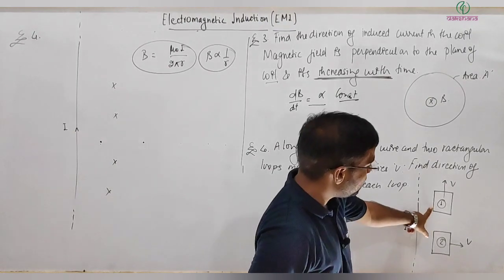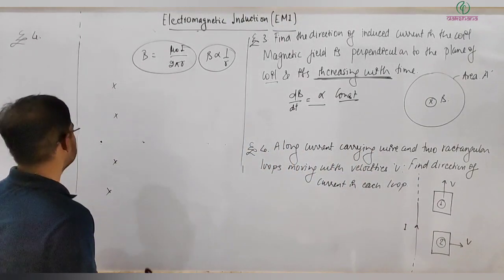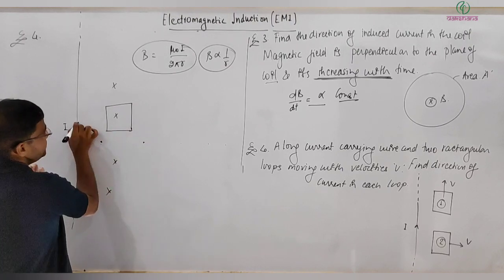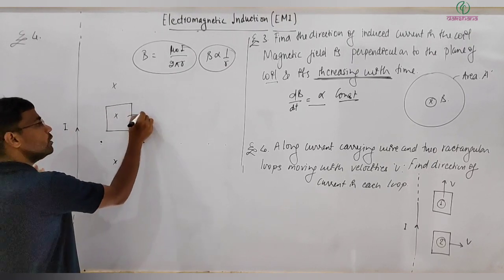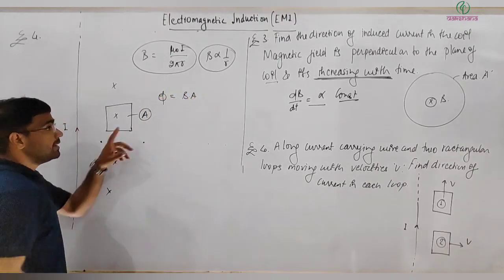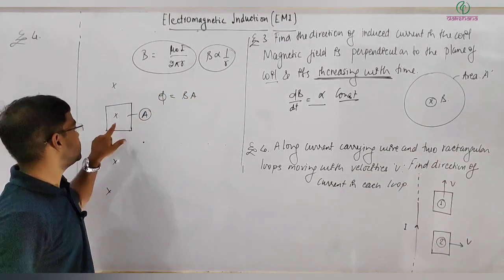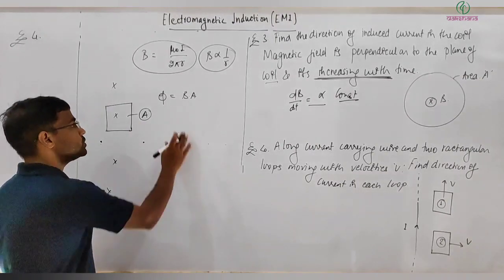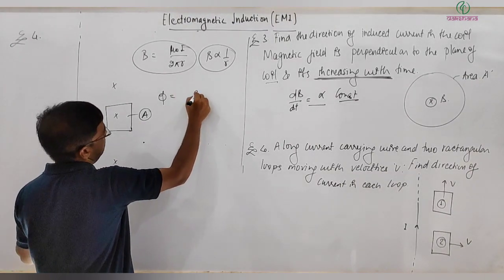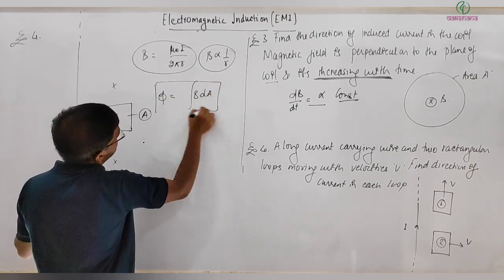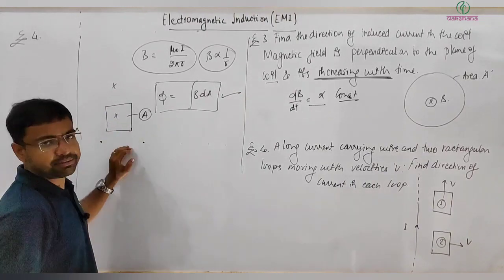Now let's look at loop 1. Magnetic field is inward, and the area of the loop is A. So phi will be B into A. Here remember, B will not be constant as you are moving from this point to this point, it will be changing. So to find the flux we need to integrate B dA. By integrating it we will get the flux.